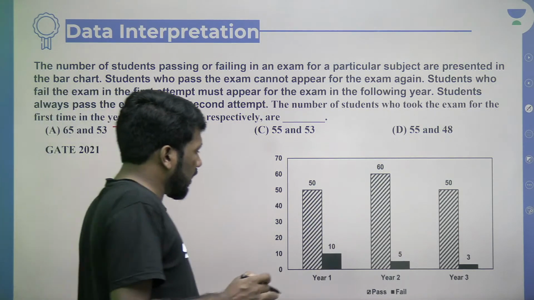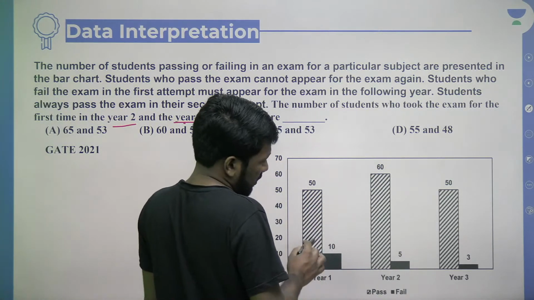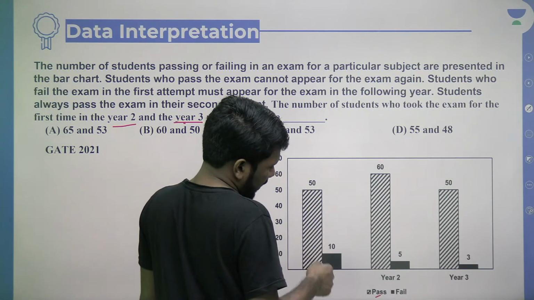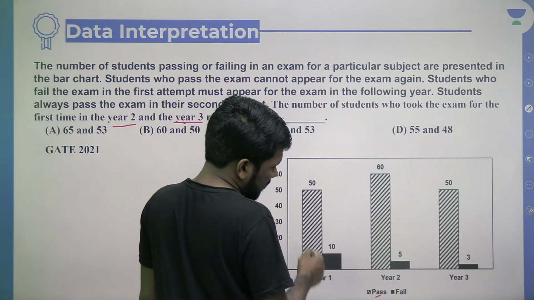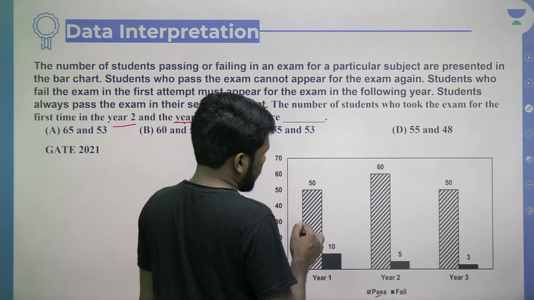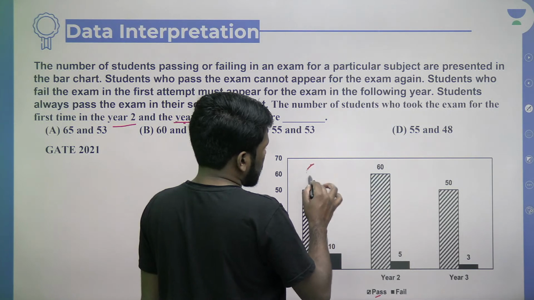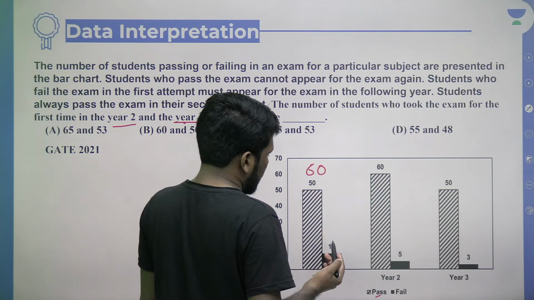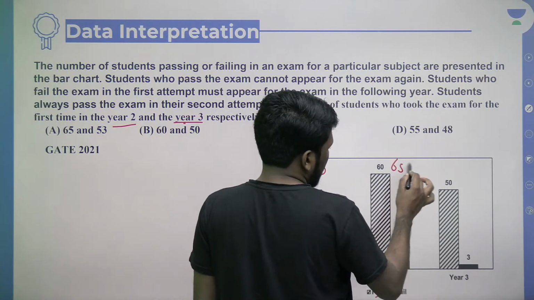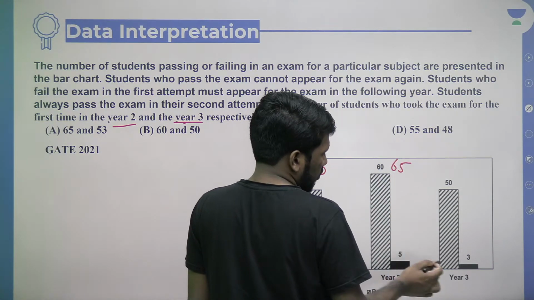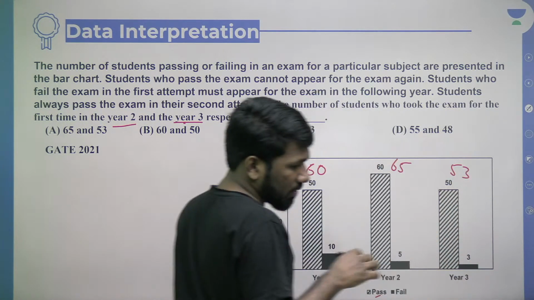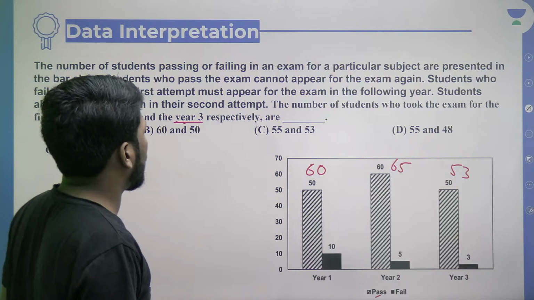So first of all, in year 1 how many total students are there? The shaded lines are the passed students' number, and the dark shaded regions are the failed students' number. So 50 plus 10, total 60 people are there to write the exam in year 1. 60 plus 5, 65 people are there to write the exam in year 2. 50 plus 3, 53 people are there to write the exam in year 3. This is clear to all of you now.